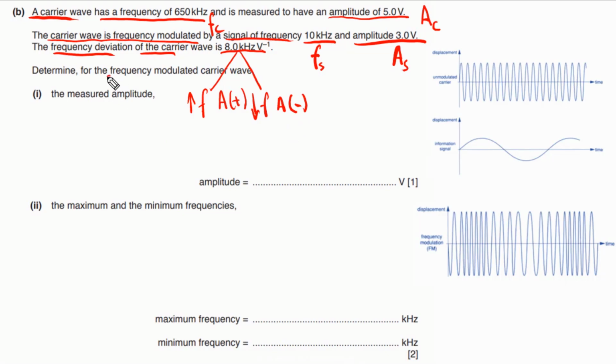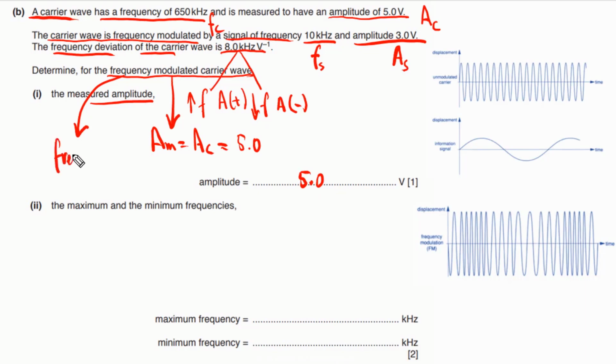Now, as it is given to us that it is a frequency modulated carrier wave, we need to find its amplitude. If it is a frequency modulated carrier wave, then the amplitude of the modulated wave is equal to the amplitude of the carrier wave, and in this case the amplitude of the carrier wave is equal to 5.0. So this is the amplitude of the modulated wave. Frequency modulated wave means that the frequency of the carrier wave will change and its amplitude will not change.